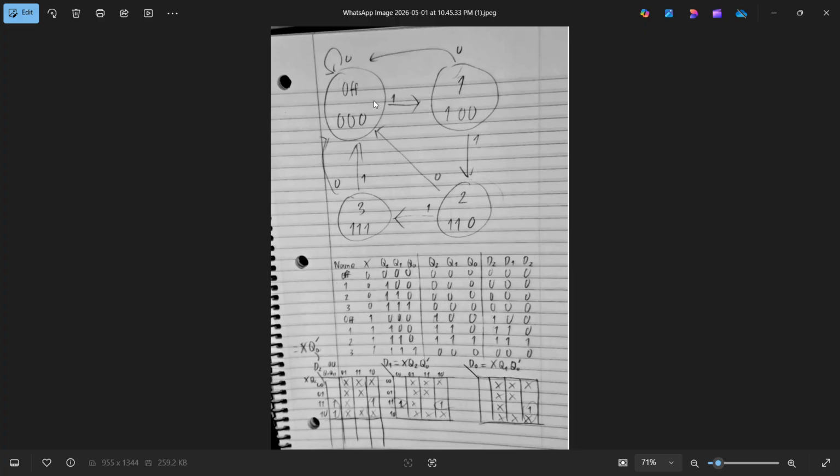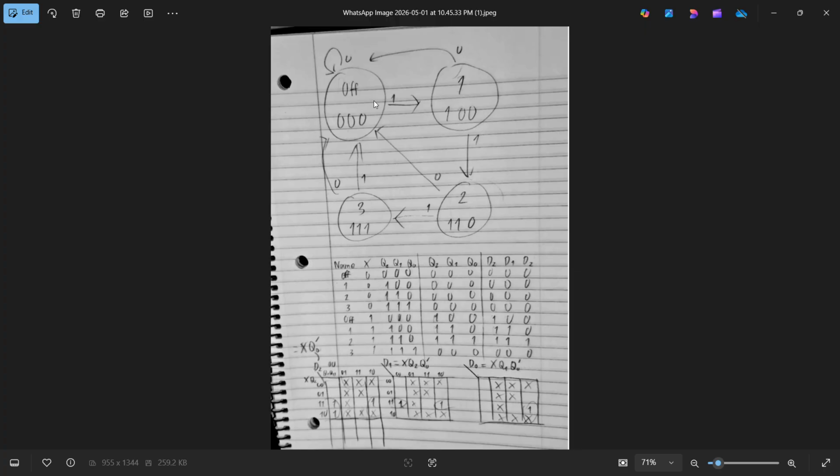When x equals 1, the system transitions in sequence from 000 to 100, and then 100 to 110, and after that 111, and then back to 000. When x equals 0, the system stays in the 000 state, which means all lights are off.